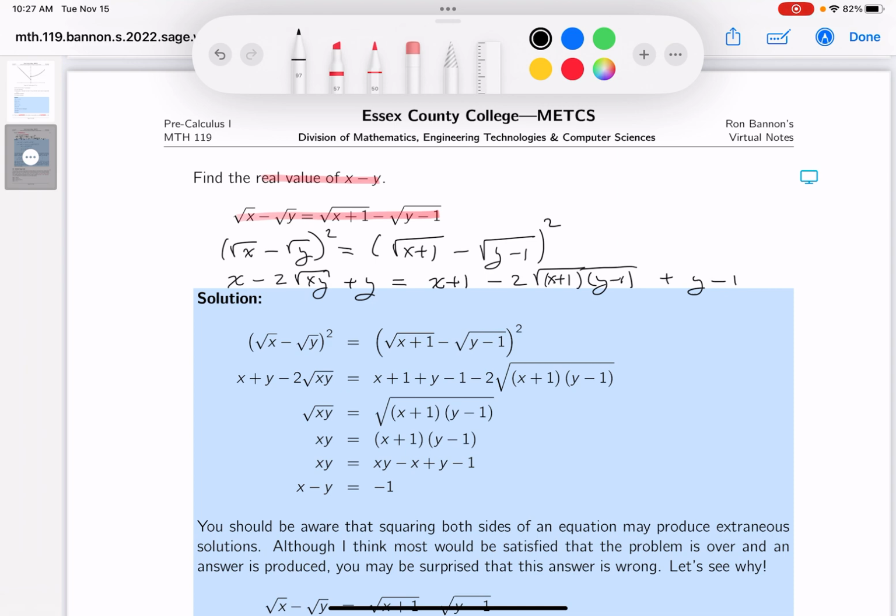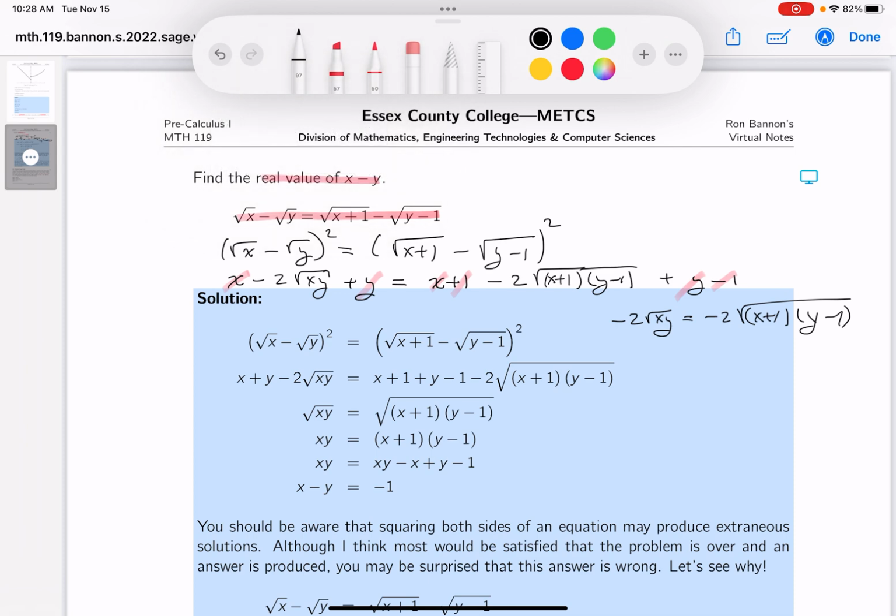All right, let's take a look. I'm starting to see things immediately. I can subtract x from both sides, and that disappears. I could subtract y from both sides, and that would disappear. I notice the minus 1 plus 1 on the right side disappears. And now I'm left with something pretty simple, by the way. I'm left with minus 2 root xy equals minus 2 root of x plus 1 times y minus 1. And I'm going to divide both sides by minus 2 and then square both sides.